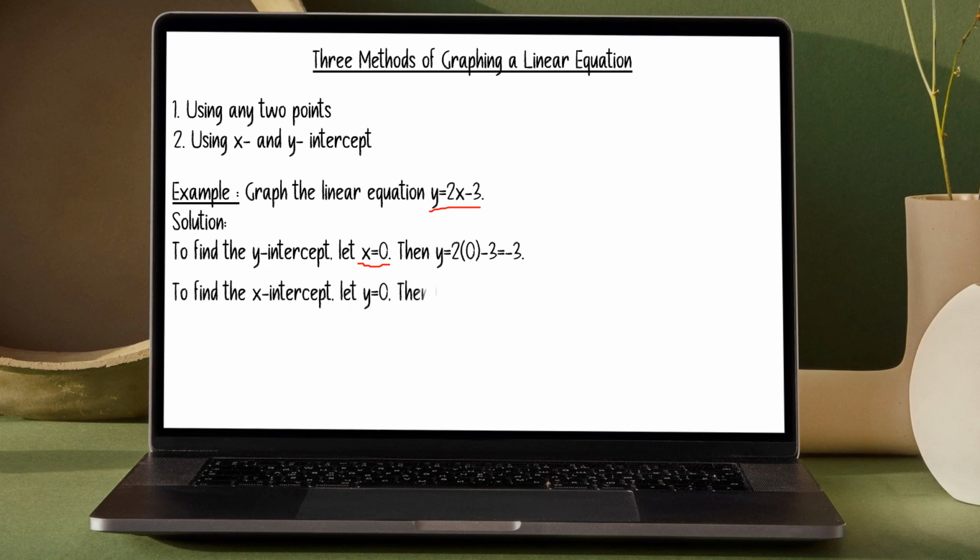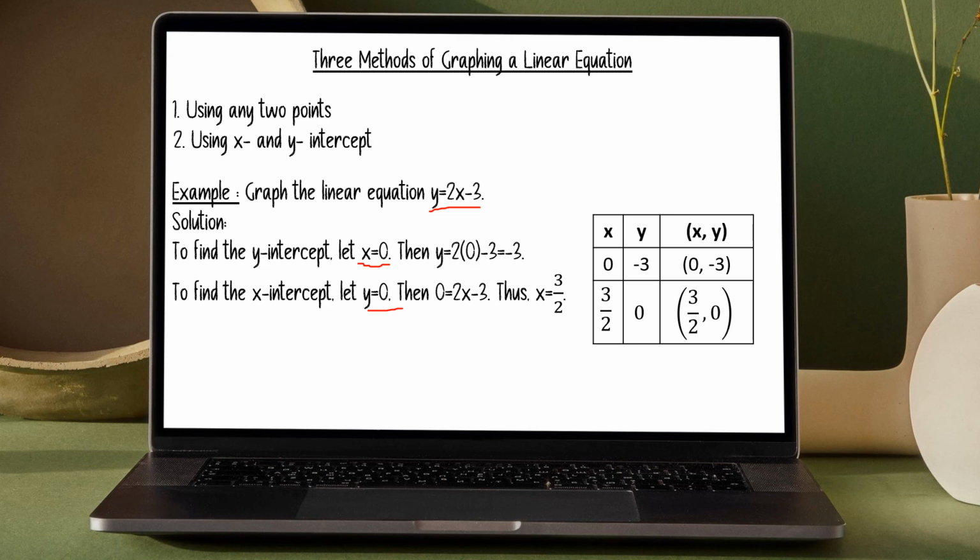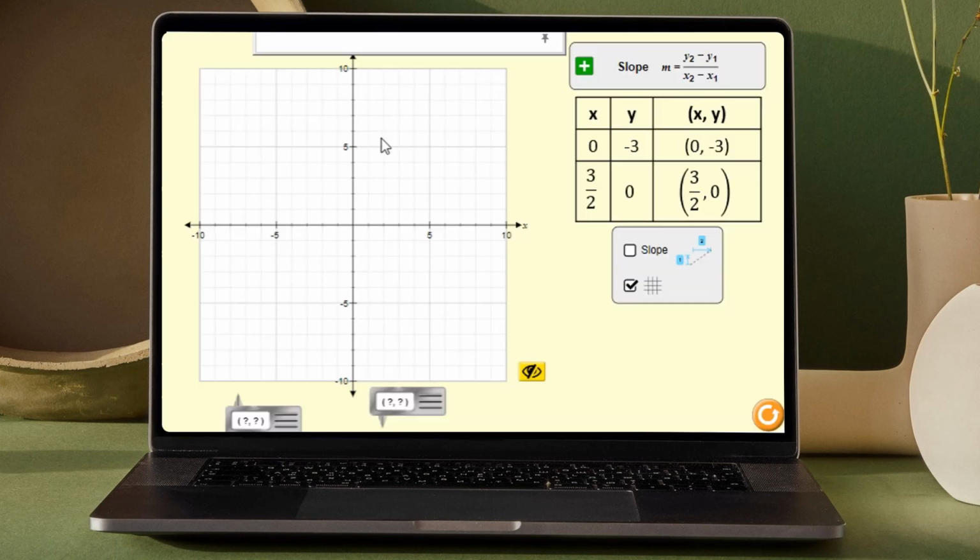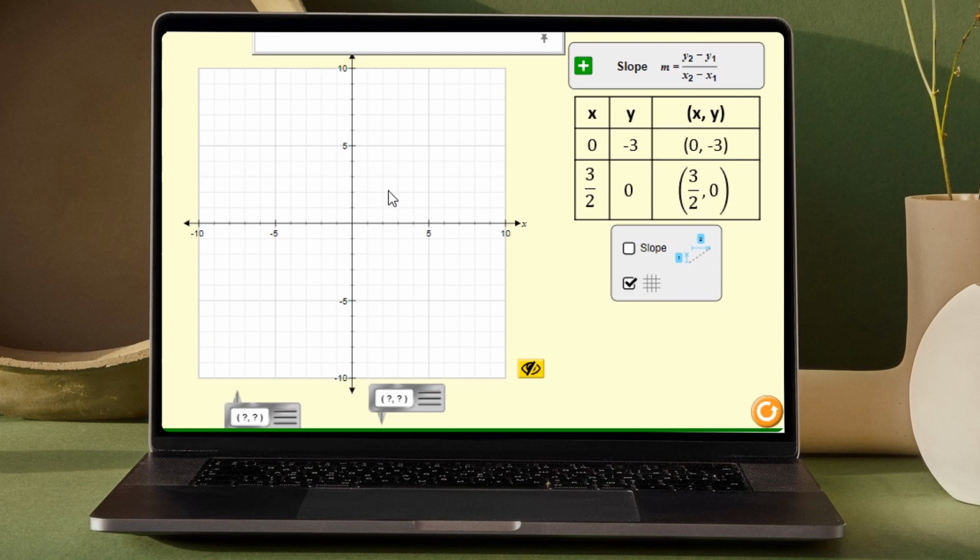Next, we find the x-intercept by setting y to be 0. Then solving for x, we have x equal to 3/2. These points can be summarized in this table. We now graph the linear equation using the x and the y-intercepts. So first, we will plot the point 0, -3, which is the y-intercept.